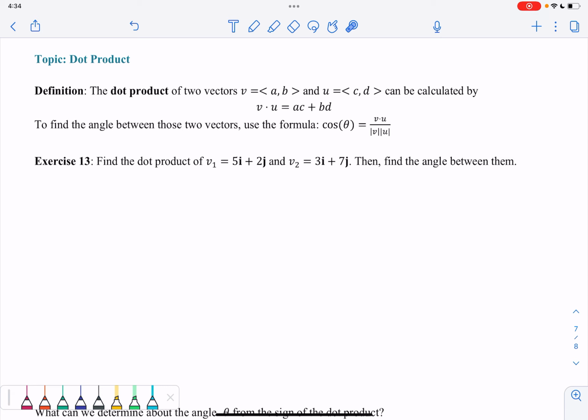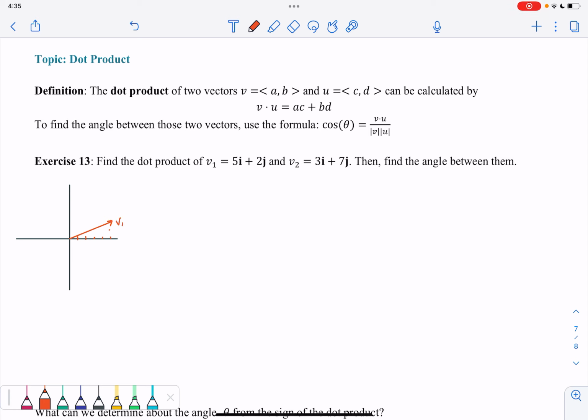So let's look at an exercise. Find the dot product of v1 equals 5i plus 2j and v2 equals 3i plus 7j. Then find the angle between them. It can help to draw this. And notice that these aren't written as v and u, they're written as v1 and v2, but that doesn't matter. We don't need an exact sketch here, but it's nice to just see what's going on. So v1 is over 5, up 2. So 1, 2, 3, 4, 5, up 2. So about right here. And this we'll call v1.